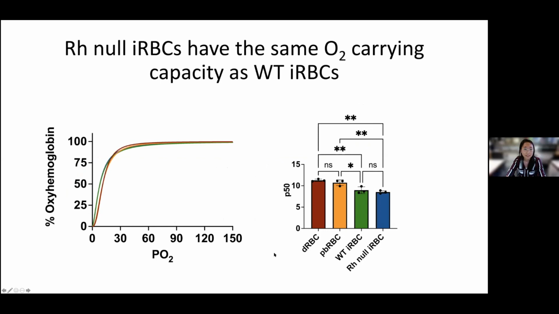And maybe way down the line, if we can make enough of these red cells to be able to transfuse, Rh null IRBCs have a huge potential in that, again, they would ideally be less immunogenic because they lack Rh protein from the cell surface. But if they're going to be used as transfusible blood products, we need to show that they have the same oxygen carrying capacity as wild type IRBCs, and that's exactly what we see here. The Rh null IRBCs didn't show any difference in oxygen binding capacity compared to the wild type IRBCs.